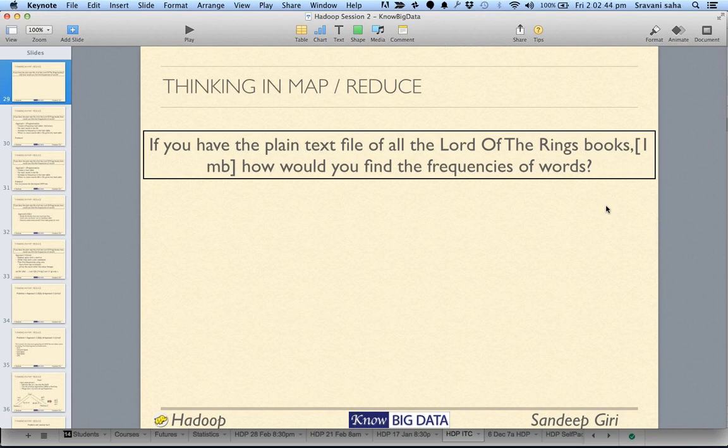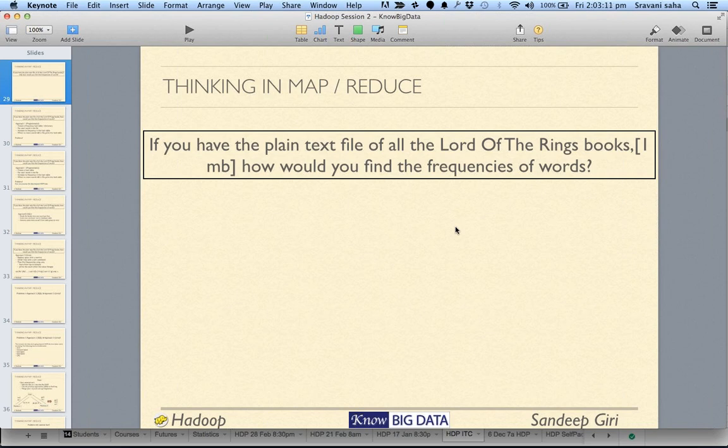MapReduce is sort of a logic kind of thing. The way we say that this is a for loop, this is a while loop, this is my if condition, this is my case statement, similar is the construct of MapReduce. If you think in terms of the paradigm or construct, it is that way.